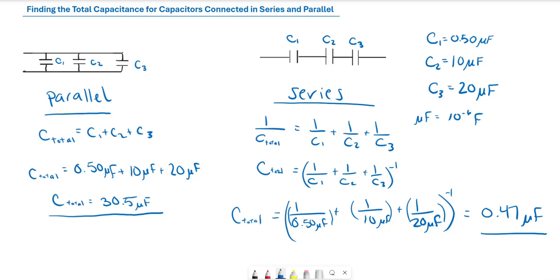So when you have capacitors in series, the total capacitance is going to be a lot smaller than the individual capacitors. Whereas when you have them connected in parallel, the total is obviously going to be much bigger than any of the individual capacitors because you're just adding them together as they are.